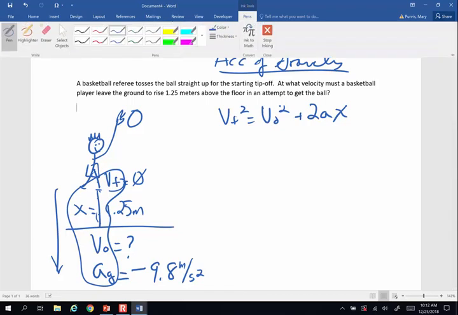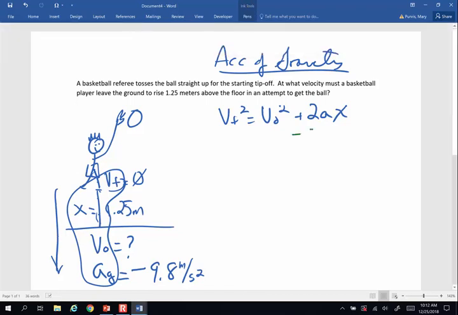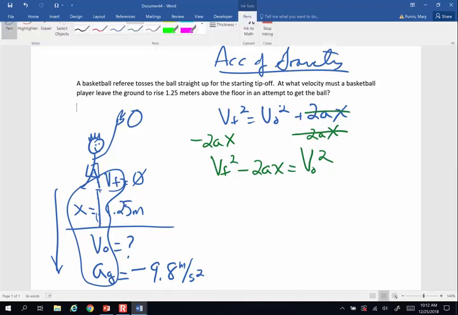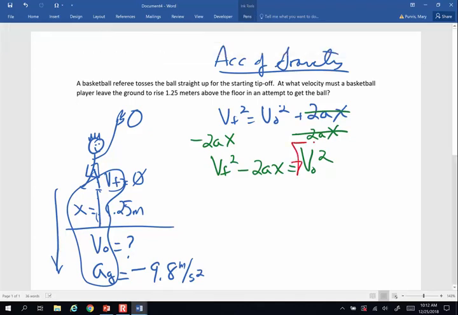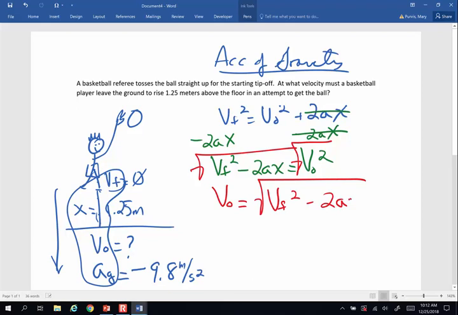So to get original velocity alone, I'm going to subtract 2ax from this side and subtract 2ax from that side. So I'm going to end up with final velocity squared minus 2ax equals original velocity squared. And I want original velocity all by itself, so I'm going to take the square root of this side and the square root of that side. And I'm going to put the thing I'm solving for on the left because that's convention. Final velocity squared minus 2ax.